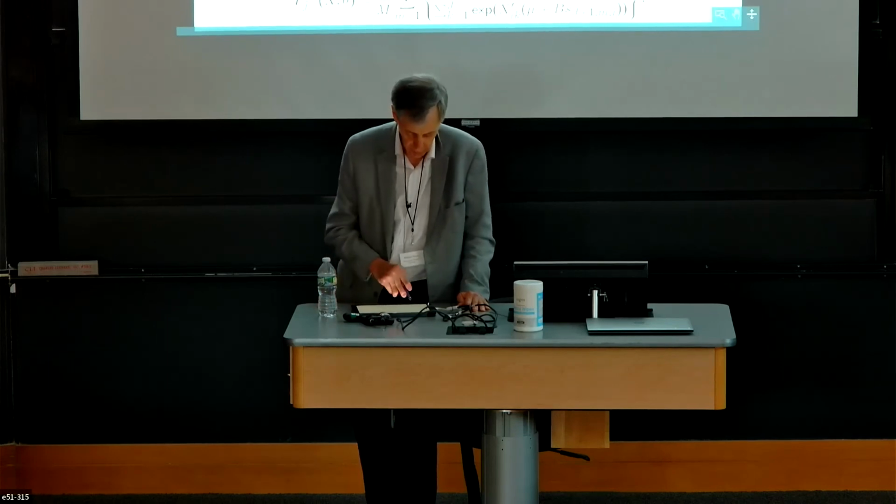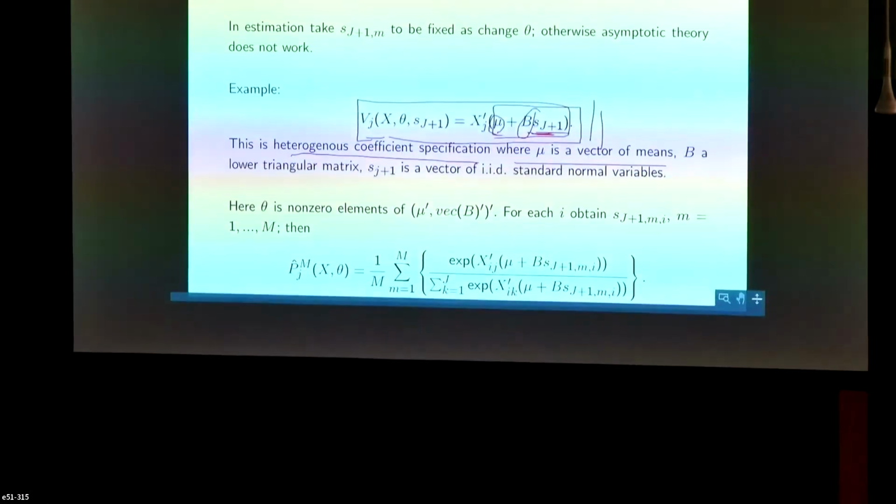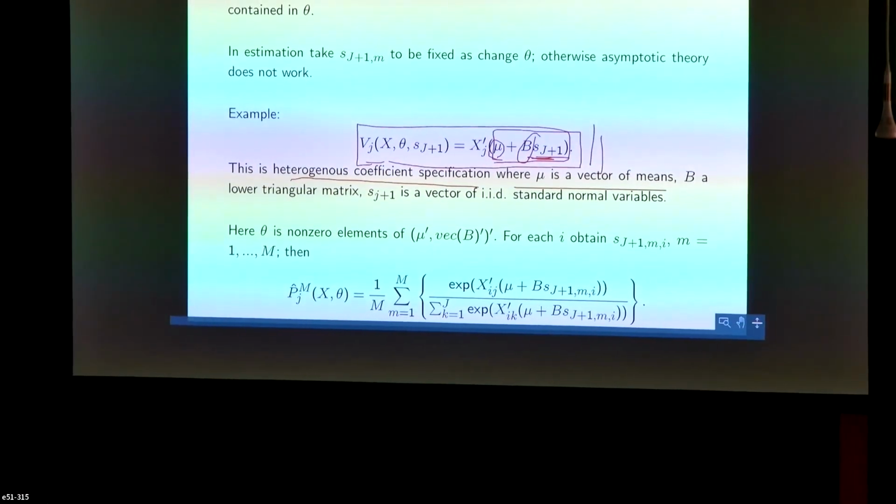So this is a heterogeneous coefficient specification where you use a vector of means, which is the average value of the parameter over individuals, and then a lower triangular matrix which transforms the IID standard normals into things that have covariance with each other. Most of the models that are used are much simpler than this.